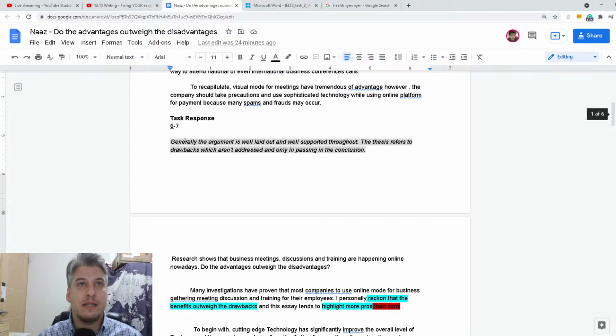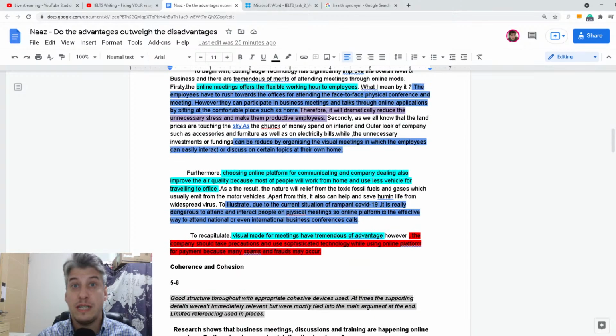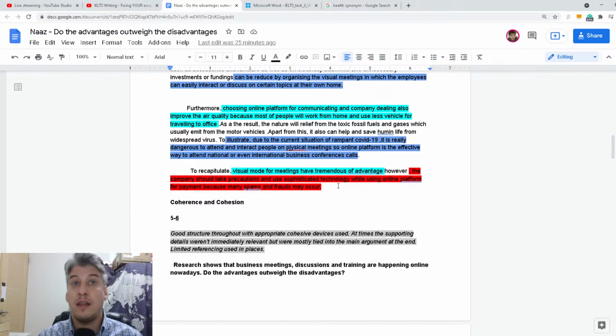So I said generally the argument is well laid out. I think it is, and well supported throughout. It clearly is linked. That's good. The thesis refers to drawbacks which aren't addressed and only in passing in the conclusion. So for task response, I was putting him in a range of 6 to 7. I thought this was quite strong, but just because of the things I've mentioned, it probably would push him closer to the 6. I don't think he would be very close to a 7 because the thesis doesn't match the entire body, and this extra information is unnecessary.